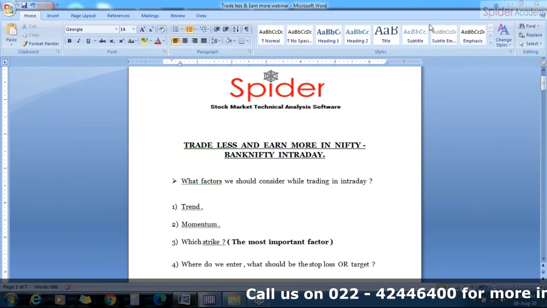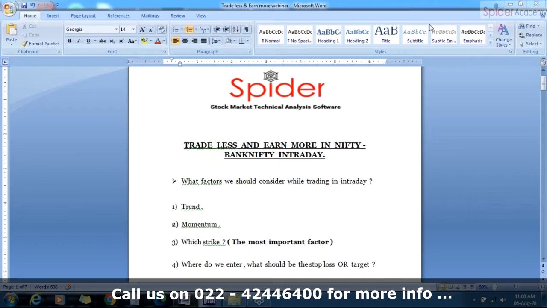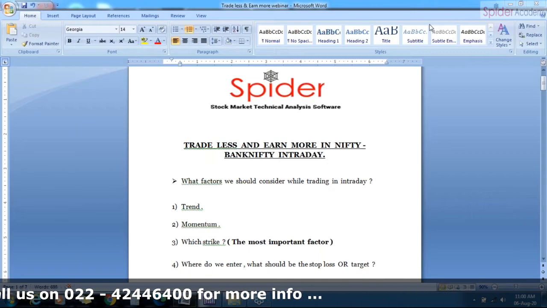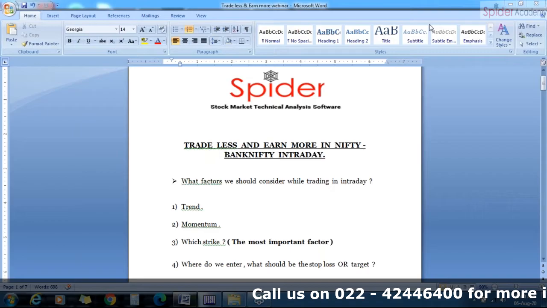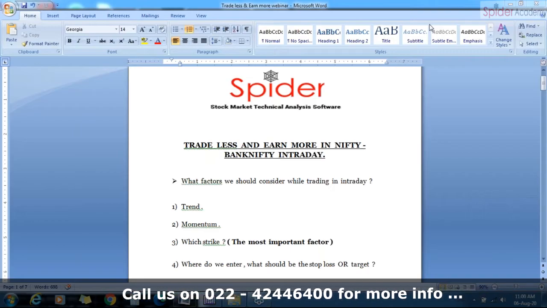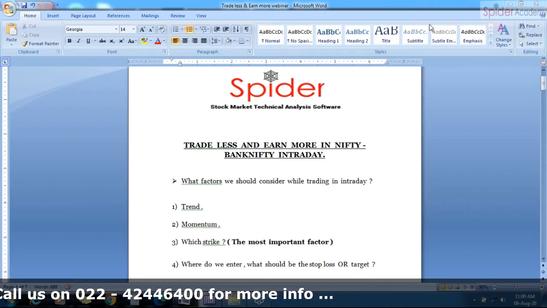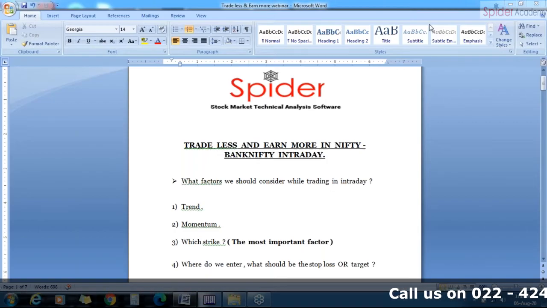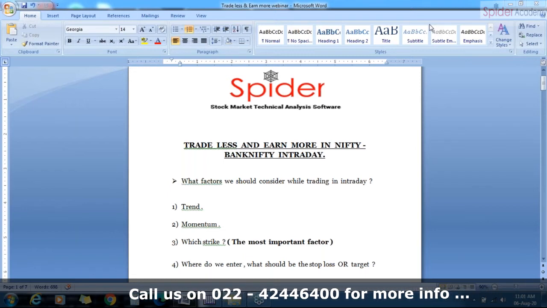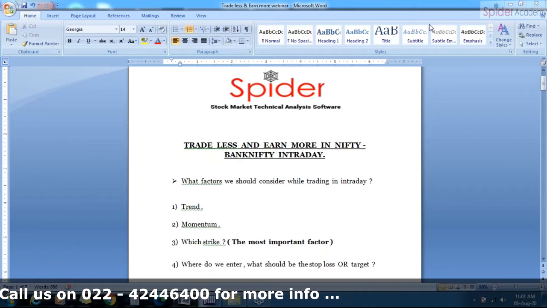The first factor we are going to see is trend. Trend is the overall direction of a market or of a particular script. The second factor is momentum, the speed of price change in a script. Third, which strike. This is the most important factor while trading in options. And even while trading in options, we need the above factors also.